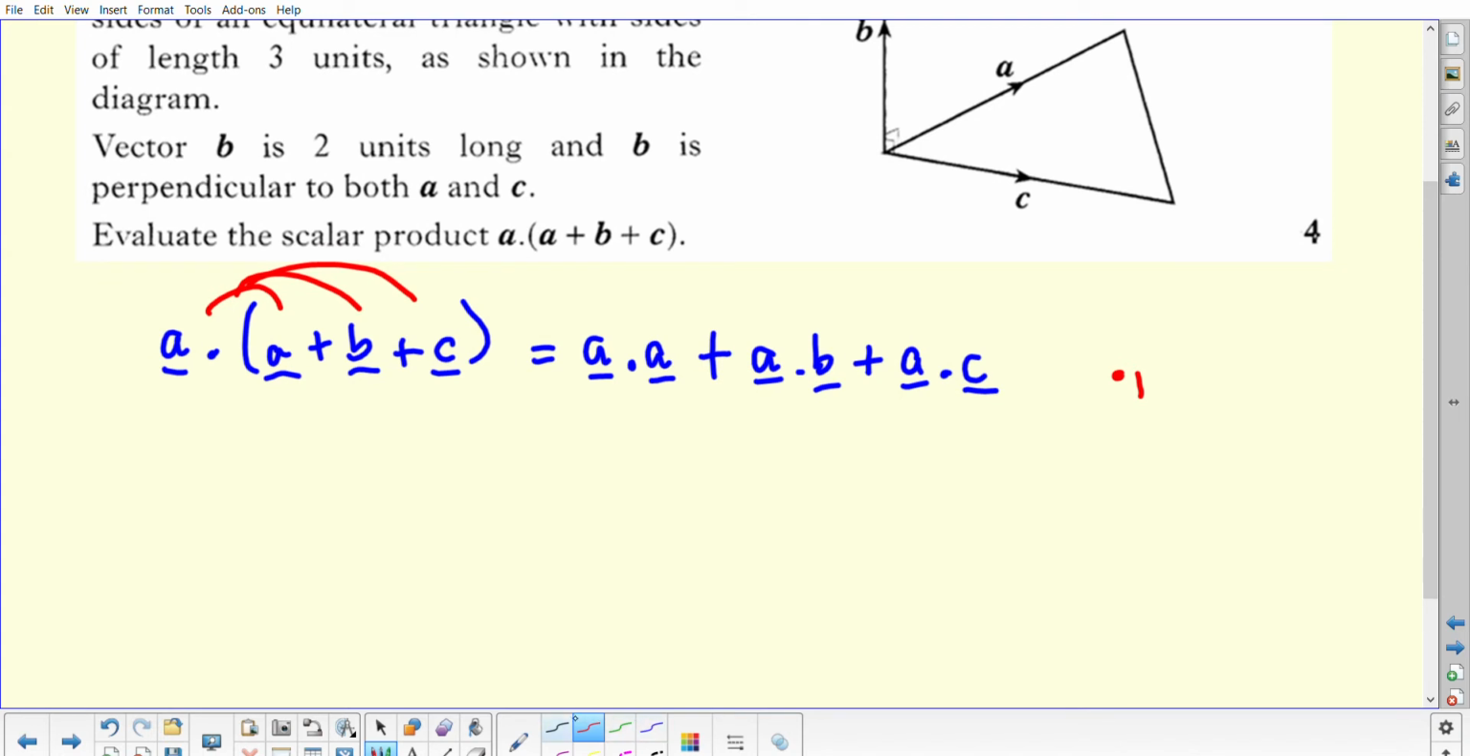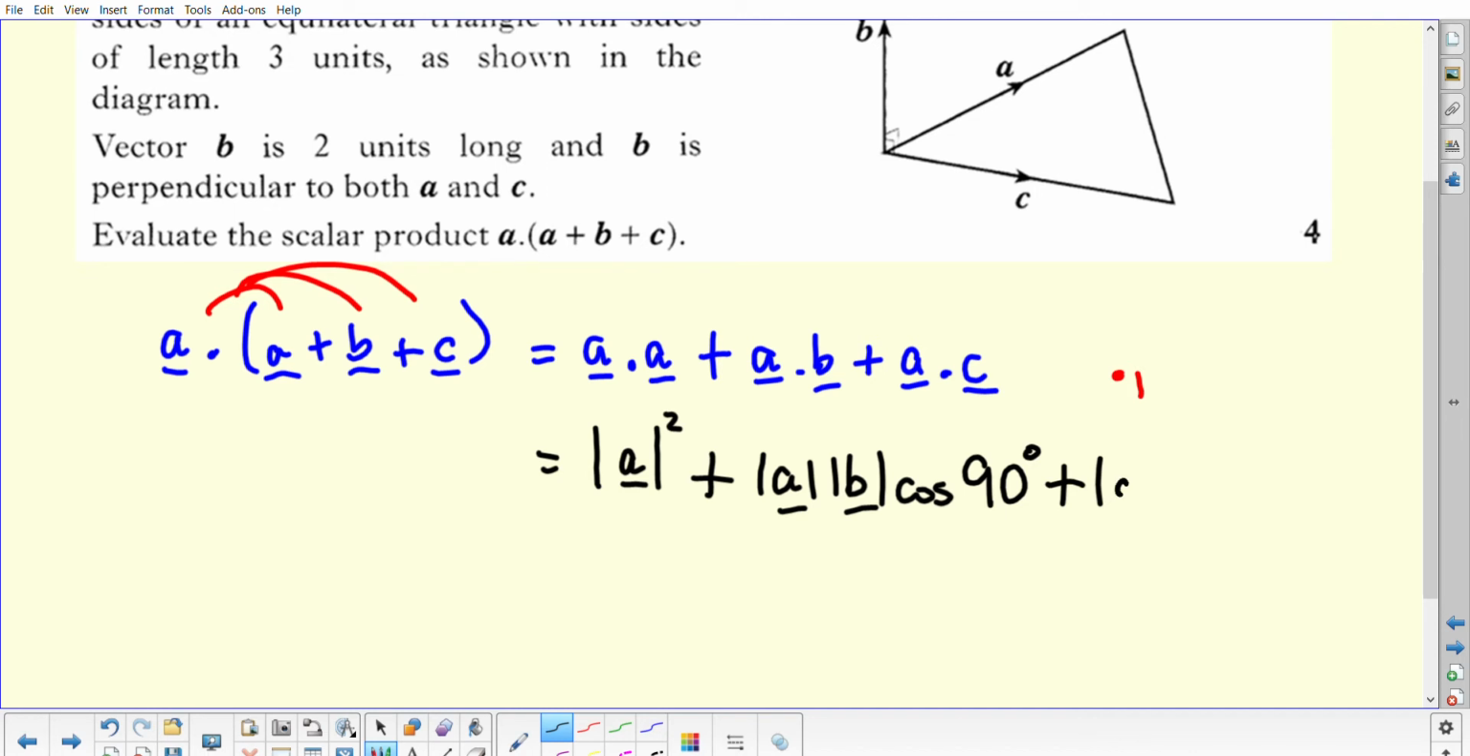What you're then doing after that is interpreting the scalar product and the standard result, that if you're doing a vector dotted with itself, because the angle between the vector and itself is 0, you get the cos 0, so you end up with just the magnitude squared. For A dot B, you'd have magnitude A, magnitude B, cos. Now the angle between A and B, in the diagram it is 90 degrees, and then you've got magnitude A, magnitude C, cos.